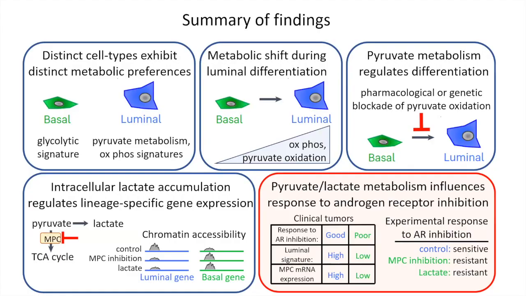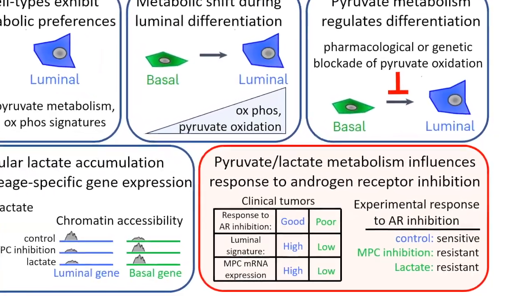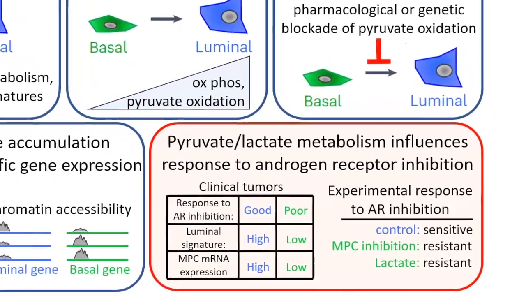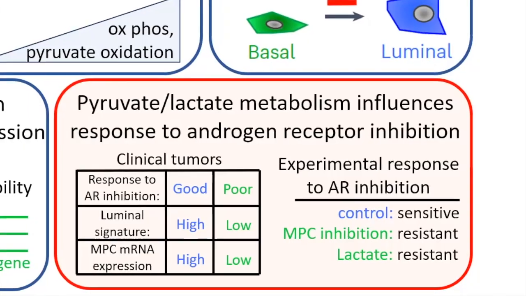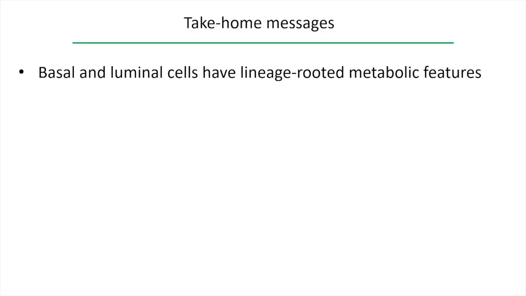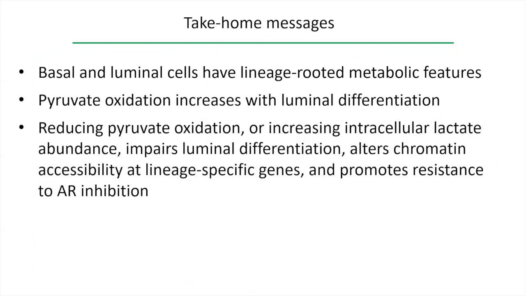So in clinical tumors, good responders to AR inhibition are more luminal and have higher levels of MPC. Poor responders to hormone therapy are less luminal and have low MPC expression, and experimentally increasing lactate was sufficient to promote resistance to enzalutamide. So to summarize, basal and luminal cells have lineage-rooted metabolic features. Pyruvate oxidation increases with luminal differentiation, but it's not just associated with differentiation, it's actually functionally contributing. If we experimentally reduce pyruvate oxidation or increase intracellular lactate abundance, we can actually drive a block of luminal differentiation. We can alter chromatin accessibility at lineage-specific genes, and we can promote resistance to AR inhibition.